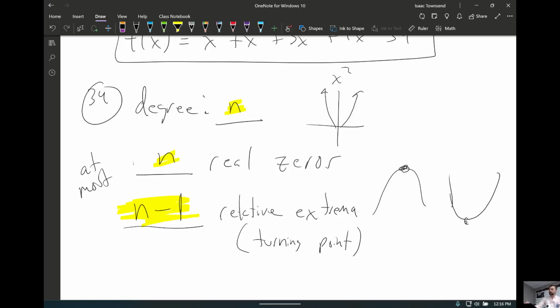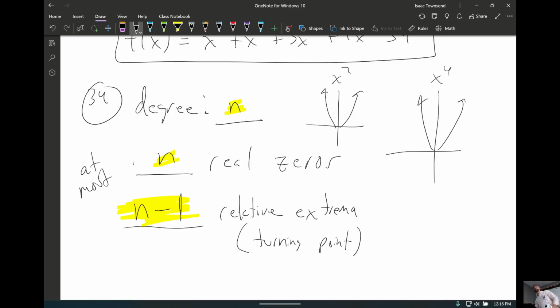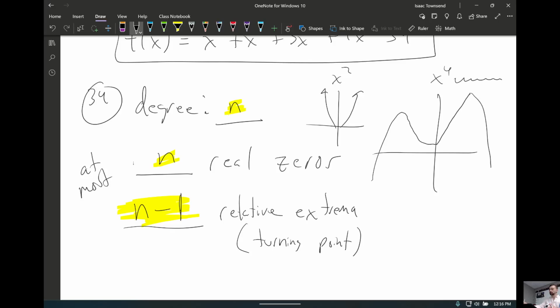If it's a 4th degree, if it was just x to the 4th, that means it has at most 3 turning points, at most 3 relative extrema. That doesn't mean it has to. x to the 4th only has 1. It means it could have up to 3. If this was x to the 4th, something, something, something, it could still only change directions 1, 2, 3 times at the most. So whatever the degree is, one less than that is how many relative maxes and mins you can get, how many times it can turn around.